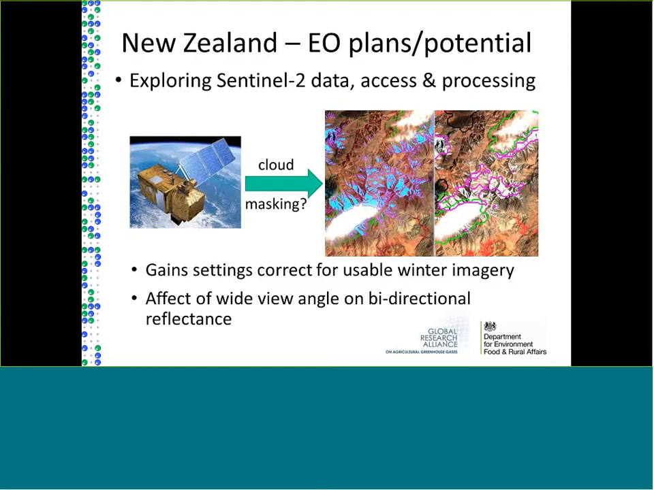And also, being at high latitude, there are issues with seasonal changes in sun angle, particularly in the winter. Will Sentinel-2 have the correct gain settings, the correct sensitivity on the detectors during winter? And it has a wider field of view, 10.5 degrees versus 8 degrees for Landsat. So that increases the issue with what's known as bidirectional reflectance.